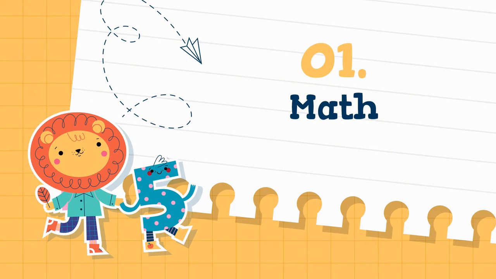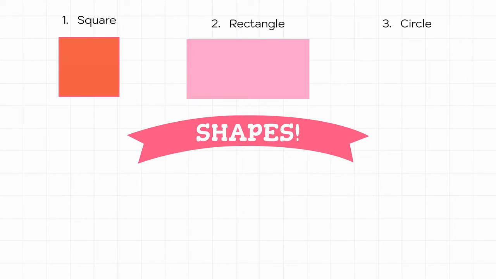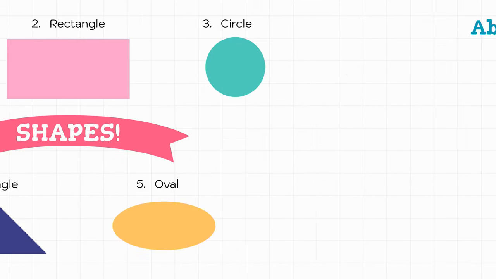1. Math. Shapes. Our first shape is a square. This is what a square looks like. Our second shape is a rectangle. Here is a rectangle. Our third shape is a circle. This is what a circle looks like. Our fourth shape is a triangle. This is a triangle. Our fifth shape is an oval. This is what an oval looks like.